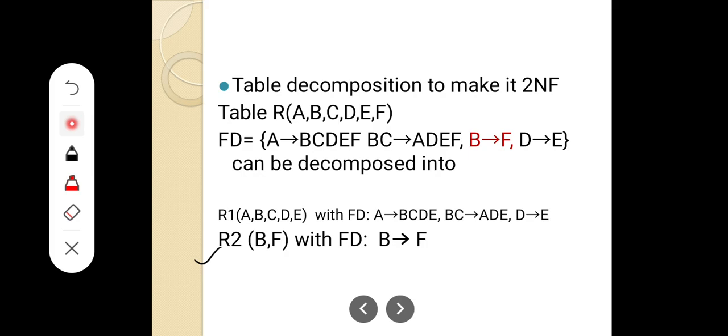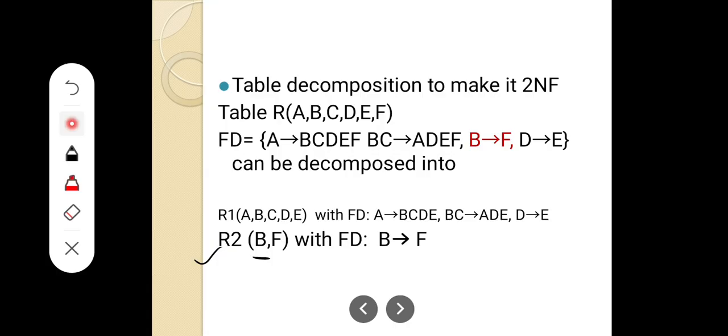Then you will have a doubt: how will we connect this table and that table? Using B we can connect. This B will be the foreign key in R1 for table R2. So this B can be underlined. It is the candidate key in R2, and B in R1 will be the foreign key for it. So this is how we can decompose the table.